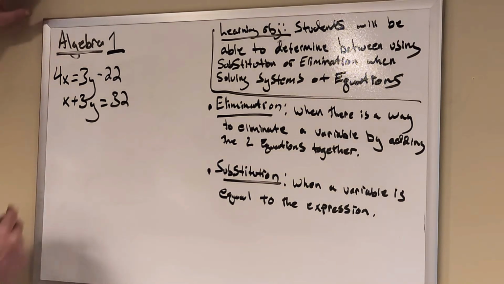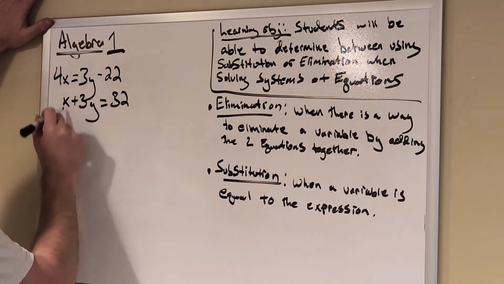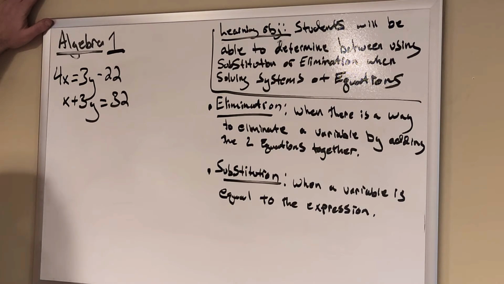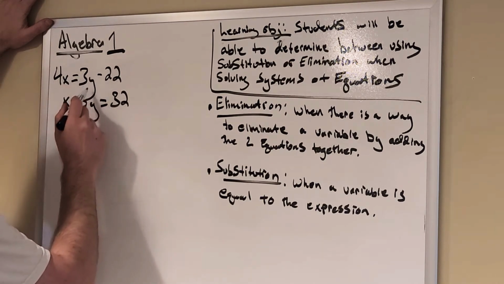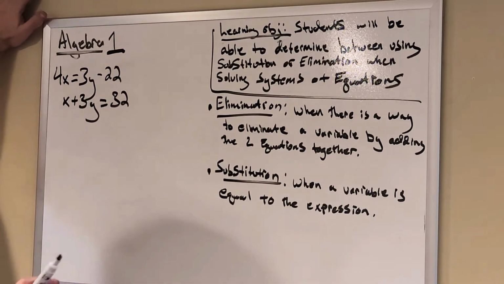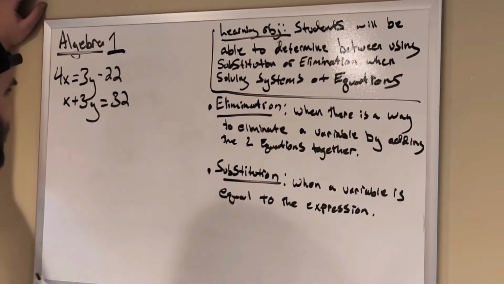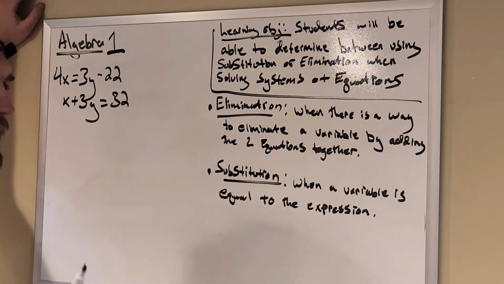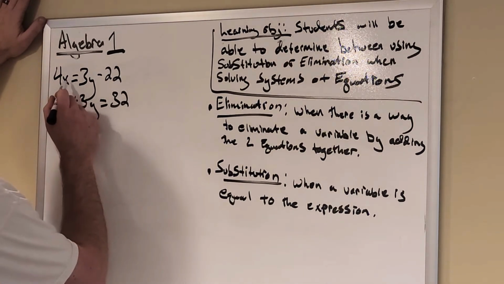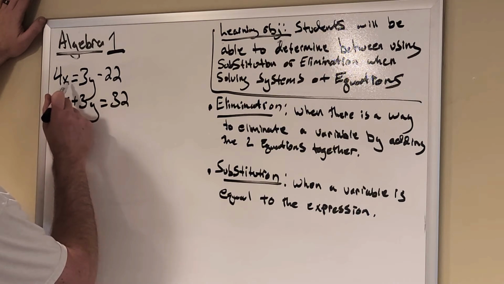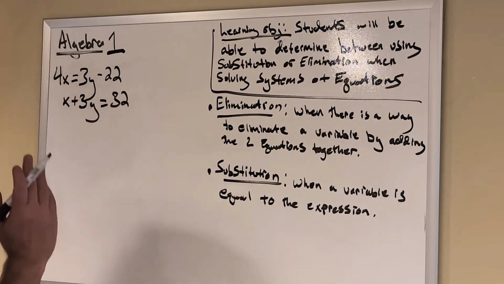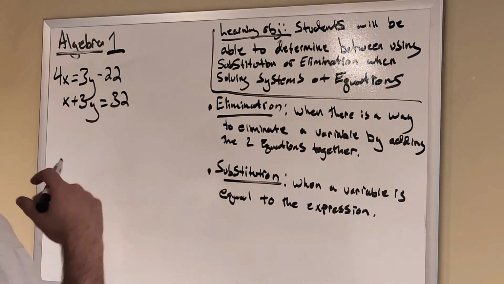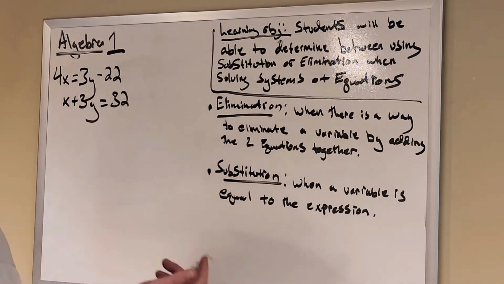What are my x variables? I have a 4x and then an x. Okay. And then I have a 3y and a 3y. Wait a second. So I do have two 3y's here. If one of them was negative, we'd be able to eliminate, and then I'd be able to manage. So what if I brought this 3y over to the other side of the equation, where my x and my y stack up on the same side of the equation? Let's see what that looks like.